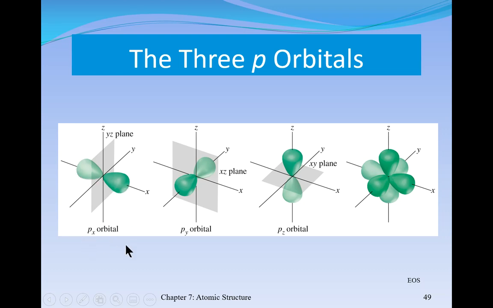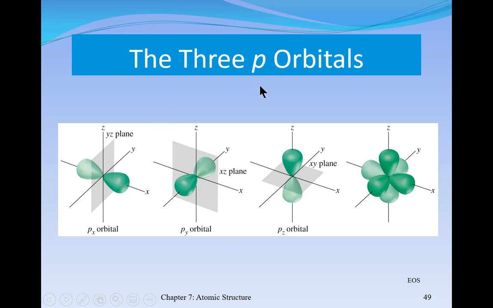So we call that the px orbital. Then we have this orbital aligned along the y-axis, so it's called the py orbital. And then we have this p orbital aligned along the z-axis, right? So this is basically what they look like separately. Together, this is what they look like, right?